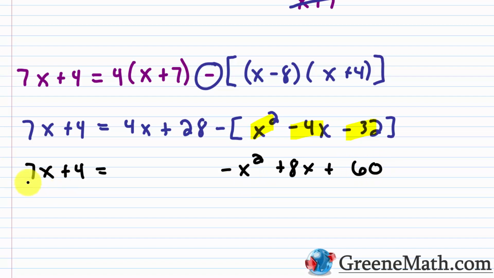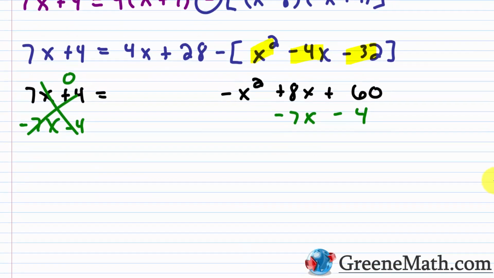On the left side, I can subtract 7x away from both sides. And I can subtract 4 away from both sides. So on the left, I'm going to have 0. Okay? So on the right, let me kind of scroll down and get some room going. I'm going to have my negative x squared. And then 8x minus 7x is just plus x. 60 minus 4 is plus 56.